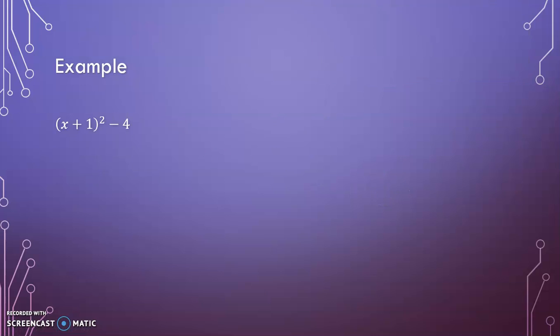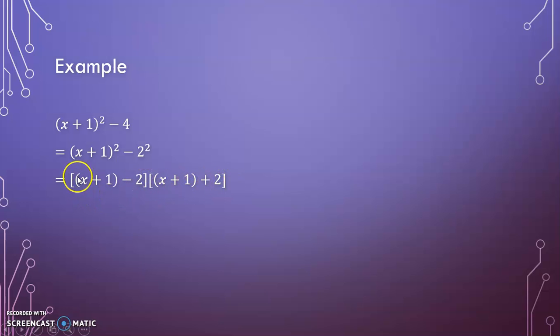Last example, (x + 1) squared take away 4. Again, although this is a binomial, it's still squared, so we see it as one term. So that's our a squared, and we know that 4 is actually 2 squared. So when we write it this way, our a, the first term, is x + 1. The second term is 2. So it becomes (x + 1 - 2)(x + 1 + 2).